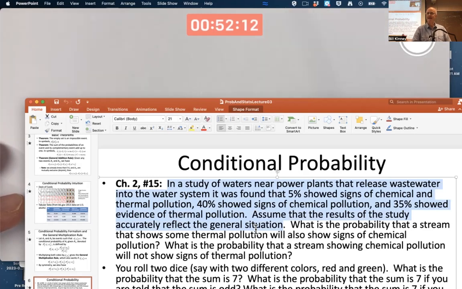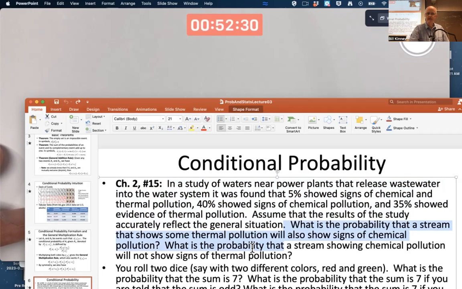So they're doing a study, and effectively what this sentence is saying is, based on the study, we can take these numbers to represent probabilities. That's what they really mean by saying it. It reflects the general situation. First question.